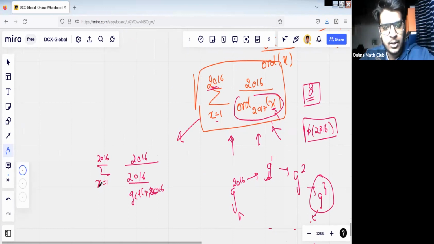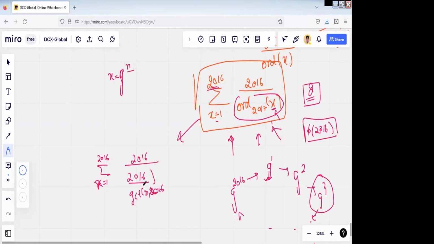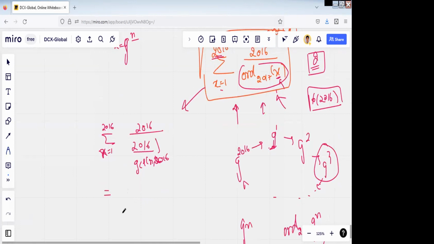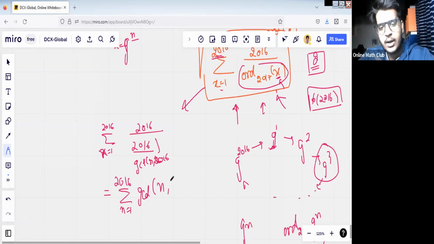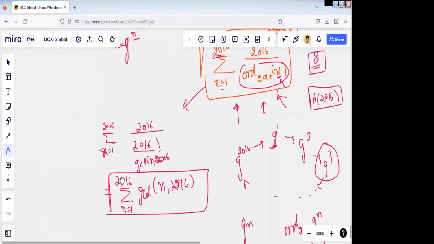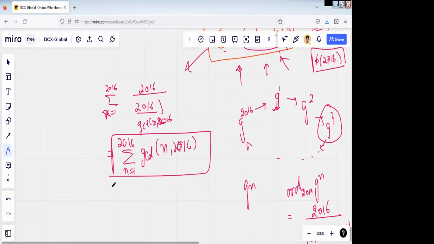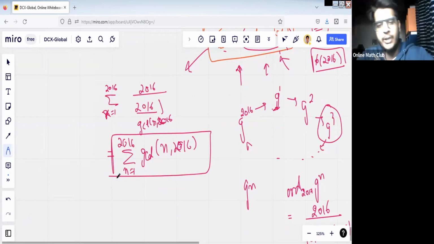Instead of x, we can take n. For each x, there is a corresponding n such that x is g to the power n, and n varies from 1 to 2016, right? Yes. So we can directly cancel 2016 and we will need to find the sum of gcds. You can bash here. This is some multiplicative function stuff. You can get the divisors of 2016 and then use how many numbers each divides, and just like that.